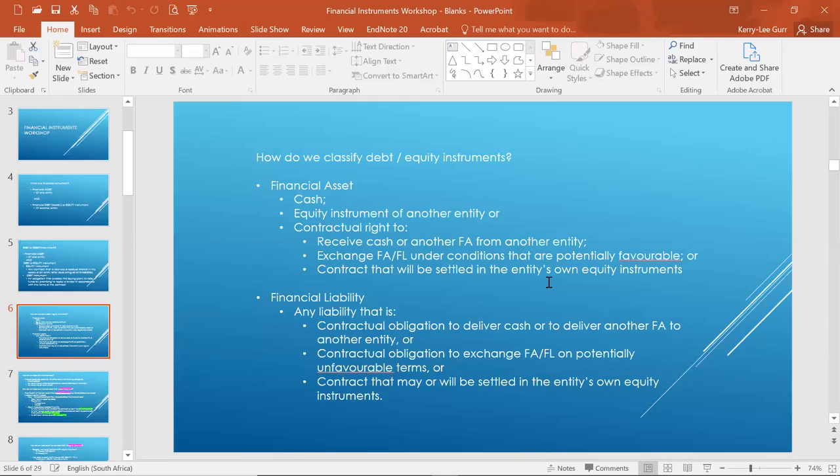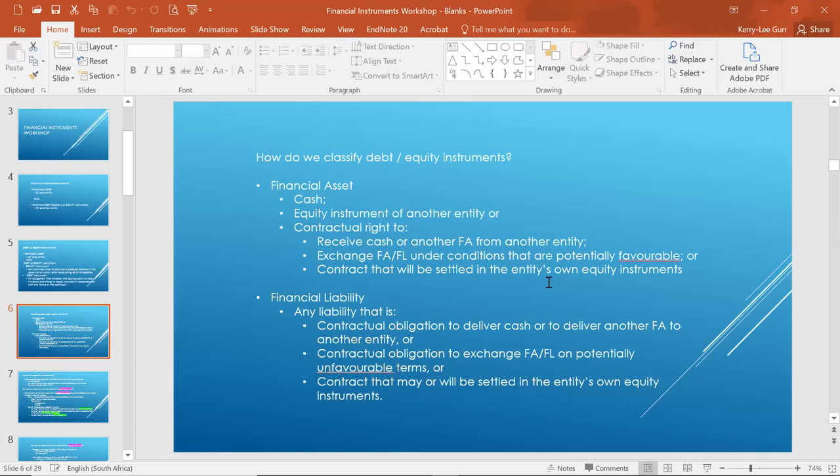But just as a brief overview, very often your financial asset will be some form of cash. It can also be an equity instrument of another entity. In other words, it could be share capital of another entity. So perhaps you've invested in another company. It also could be a contractual right to receive cash or another financial asset from another entity. So think about your trade receivables, your debtors. You have the right to receive cash from them in the future.